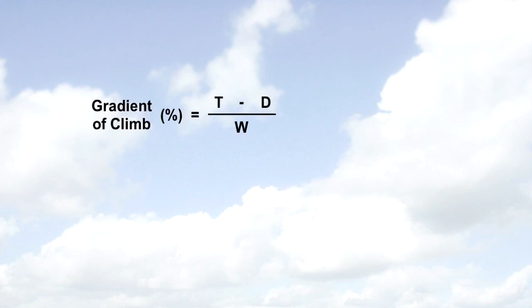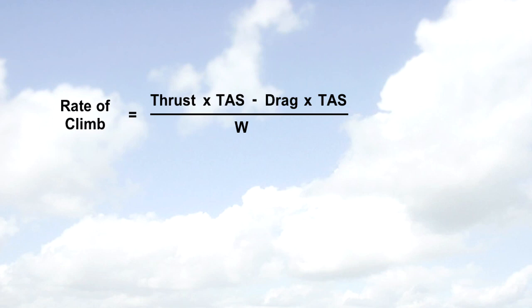Let's return to the formula for the gradient of climb, which is shown here. The gradient is given by the formula thrust available minus thrust required divided by weight. All that is needed now is to add the velocity function, as is shown here. This is now the formula for the rate of climb. However, there is a little more detail to explain. The velocity in this case is true airspeed.